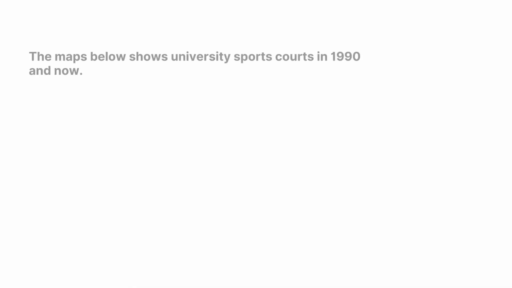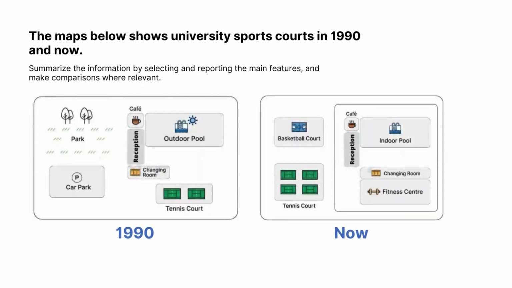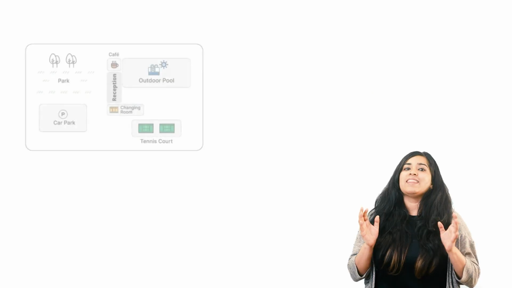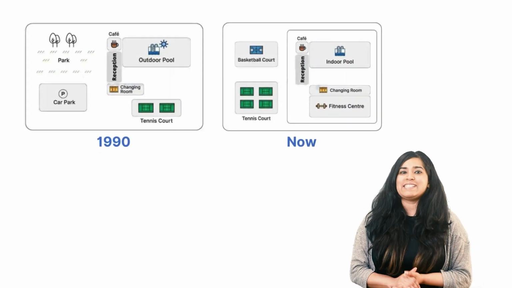It's important to give yourselves at least 5 minutes to brainstorm and plan out your essay. Now that we have the planning out of the way, let's look at our question for this lesson and begin writing. The map below shows university sports courts in 1990 and now. Summarize the information by selecting and reporting the main features and make comparisons where relevant. Let's start by brainstorming and analyzing.